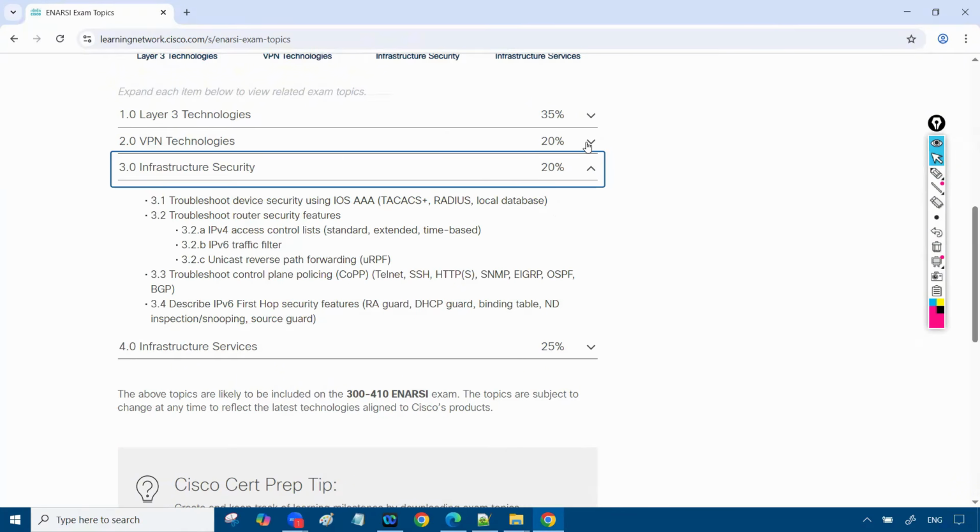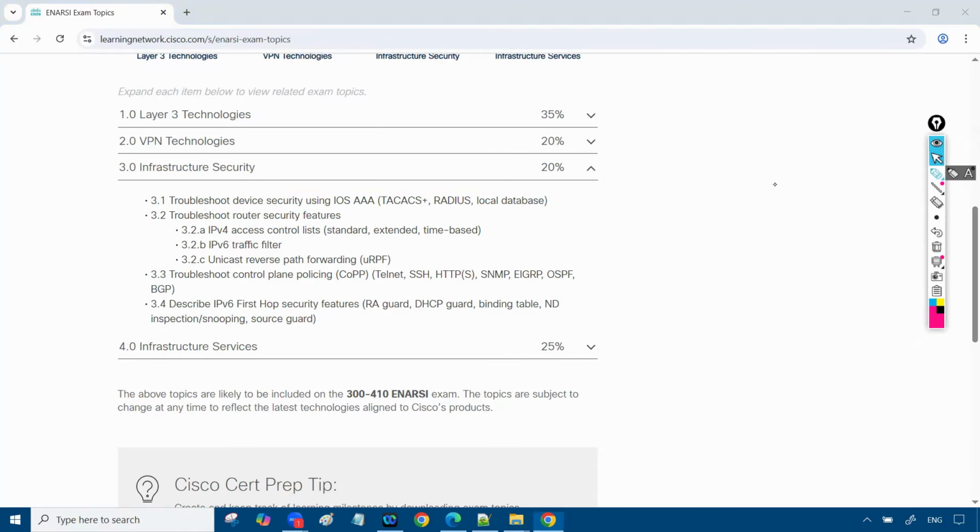Same like that encode paper, right? In the encode also we have a AAA, TACACS and radius. Then you have a concept of the IPv4 access list. So based on the ACL, you can also improve the security of your network, like a standard ACL, and time-based ACL. Then you have a IPv6 traffic filter and the most important, the URPF. Right, so URPF you can deploy in the loose mode and the strict mode as well.